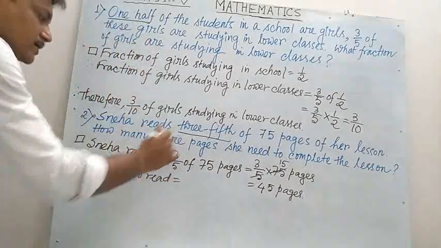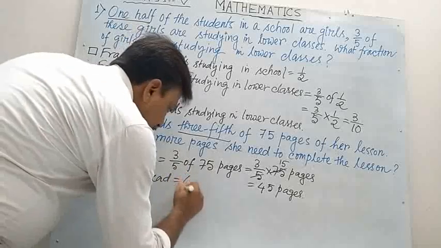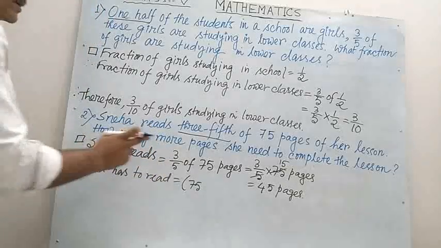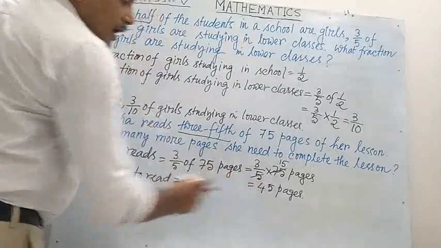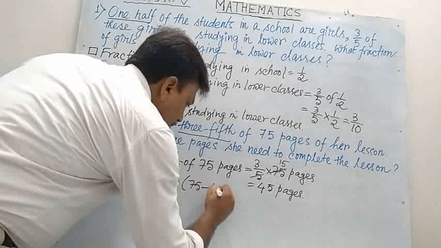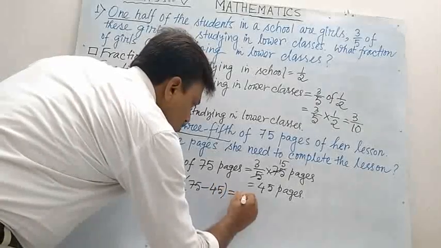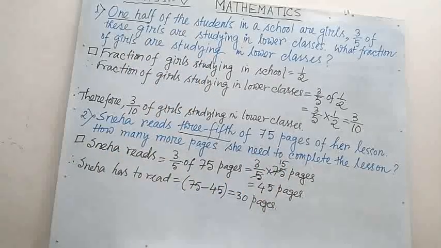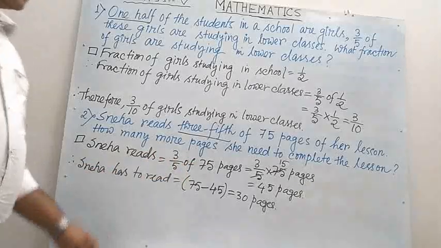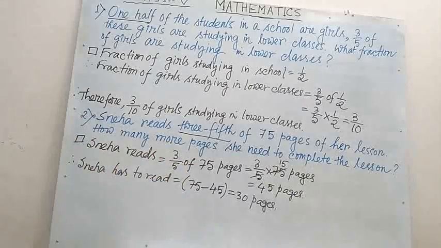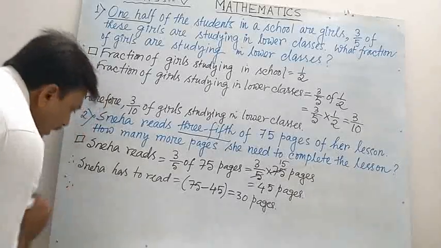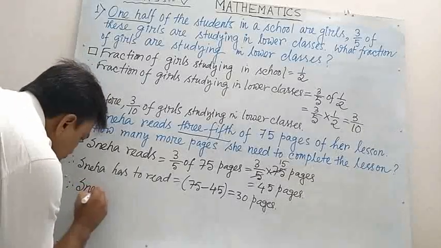How many more pages? Total number of pages is 75, and Sneha reads 45. So 75 minus 45 equals 30 pages. So Sneha has to read 30 pages to complete the lesson. So write the conclusion. Sneha has to read 30 more pages.